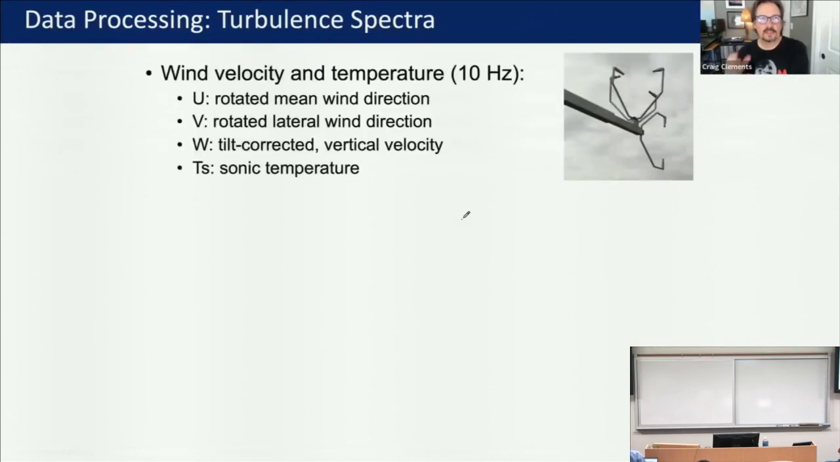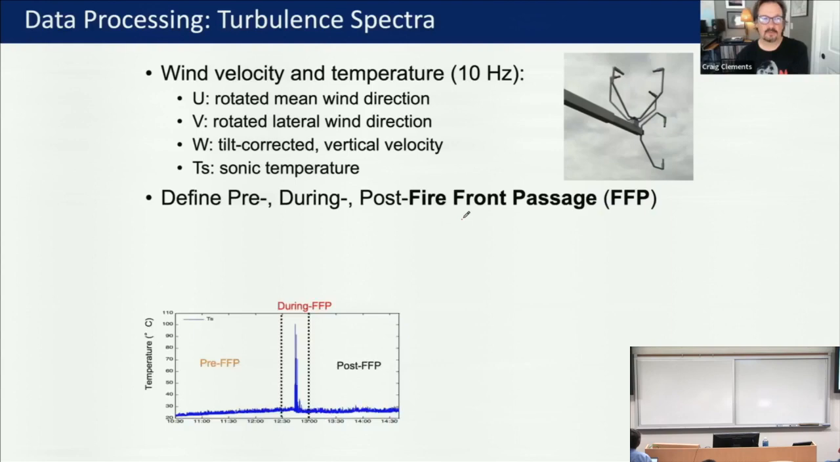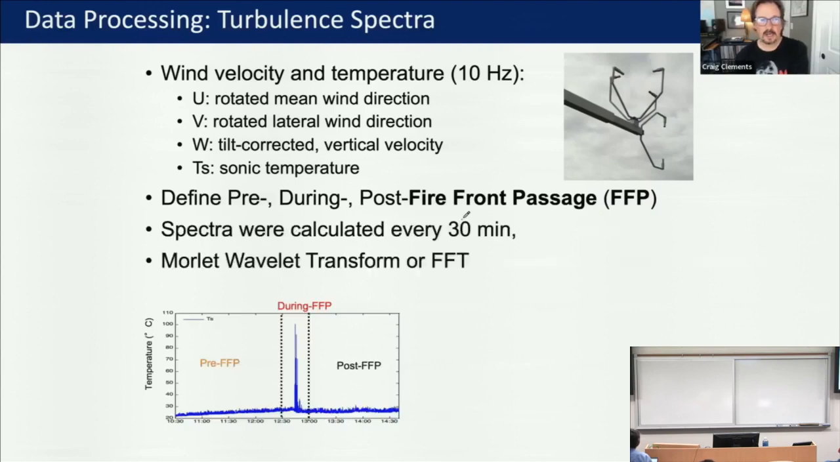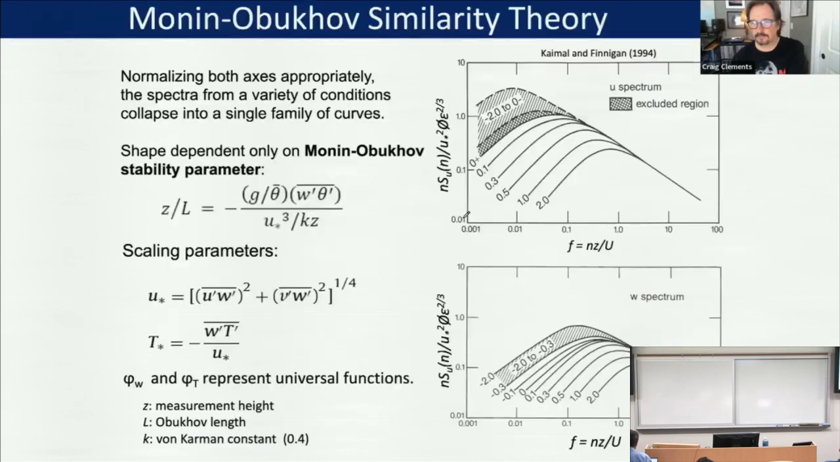Moving on to even smaller scales, we can look at the spectra and the turbulence field using the sonic anemometer data. Again, we define pre, during, and post fire front passage. We use a Morlet wavelet transform to calculate the spectra, following Monin-Obukhov similarity theory, and I don't want to go into a lot of those details, but we can use a normalized spectrum, basically the energy on the vertical axis and the frequency on the bottom axis. What the similarity theory means is that given a certain stability class, we should have a similar curve where we have a peak in energy due to larger eddies, and then it tails off with a -5/3 slope into the smaller eddy sizes.